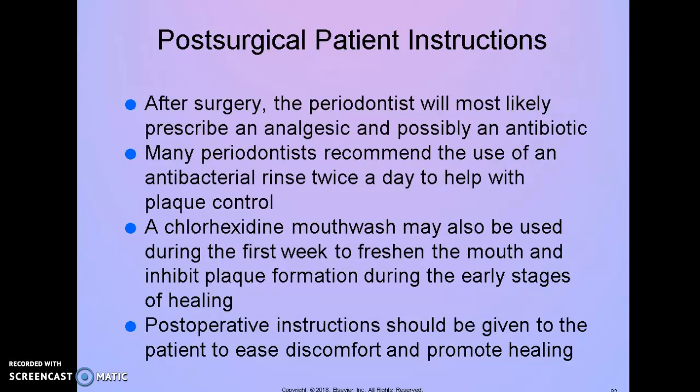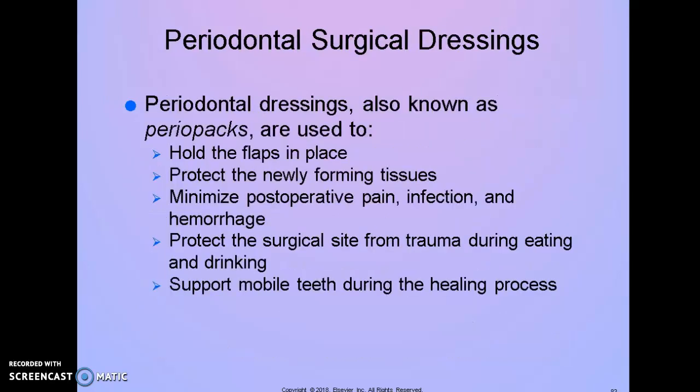So after the surgery, the periodontist will most likely prescribe an analgesic and possibly an antibiotic to the patient. Many periodontists recommend the use of an antibacterial rinse twice a day to help with plaque control. And that antibacterial rinse is typically going to incorporate chlorhexidine. So that mouthwash may also be used during the first week to freshen the mouth and also inhibit plaque formation during the early stages of healing. Post-operative instructions should be given to the patient to ease their discomfort and also promote their healing.